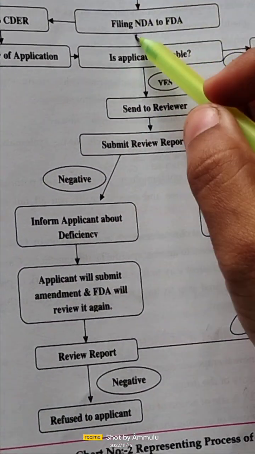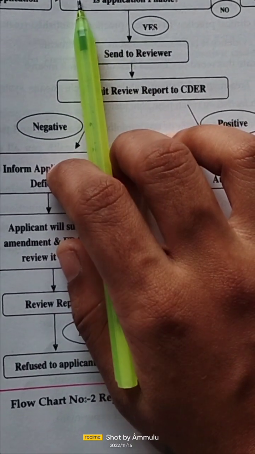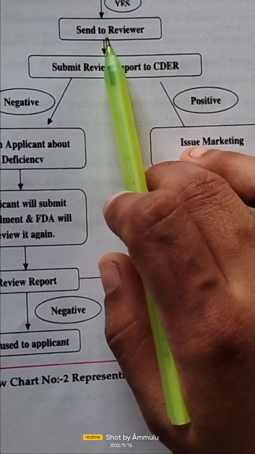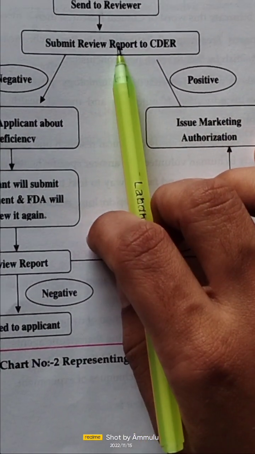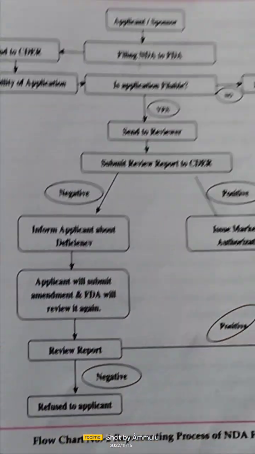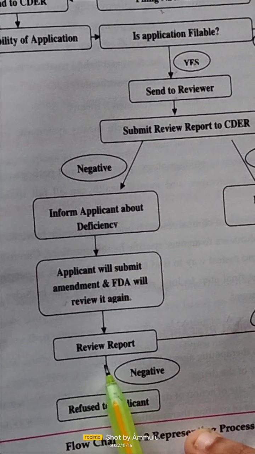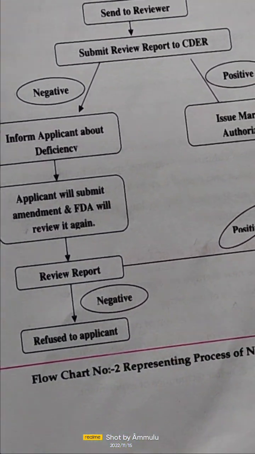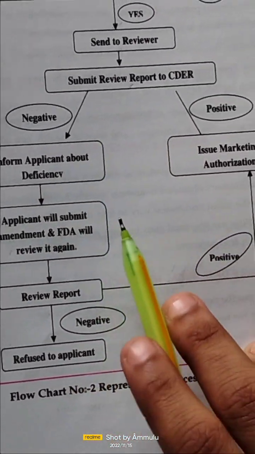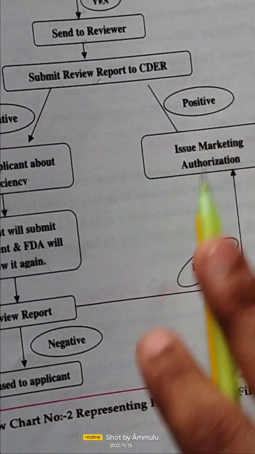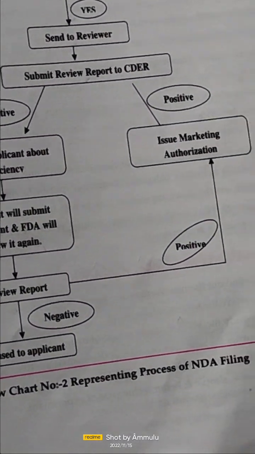After that, the filing of the NDA reaches the CDER for checking. Then, is the applicant viable? If yes, it is sent to the reviewer. If the answer is no, the applicant is informed. After it is sent to the reviewer, a report is submitted. If the report is negative, the applicant is informed about the deficiency, and the applicant will submit an amendment. After reviewing the report, the application can be refused. If the review report submitted to the CDER is positive, then after the FDA's positive results, marketing authorization will be granted. This is about the new drug application.